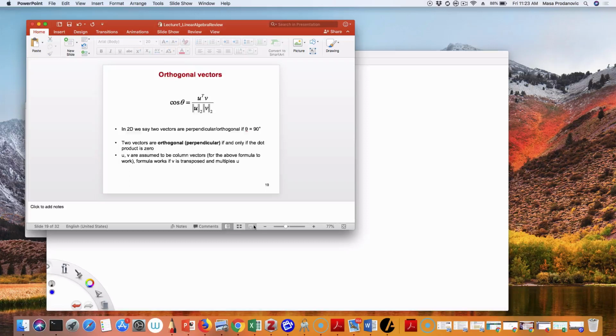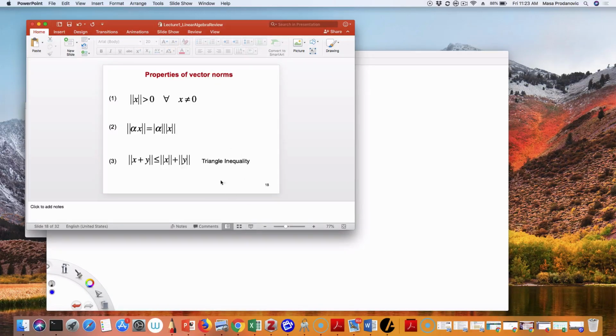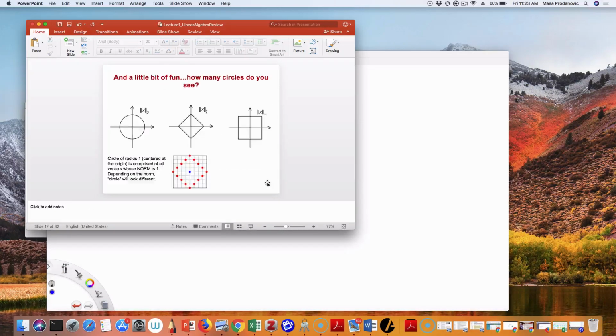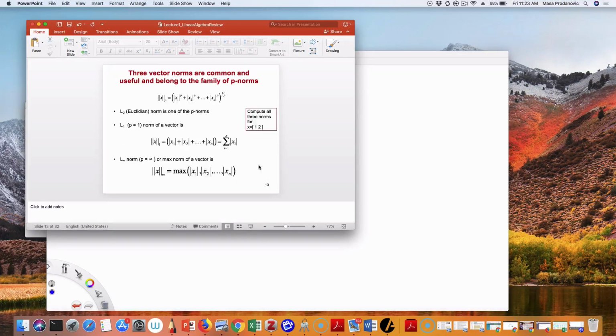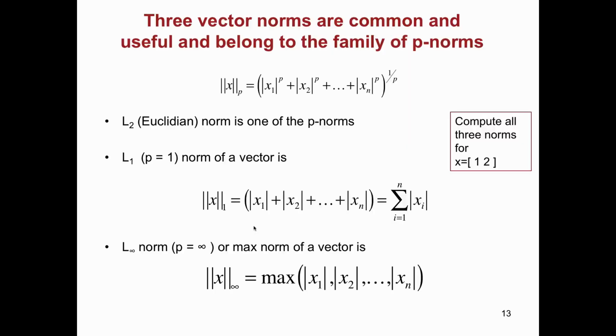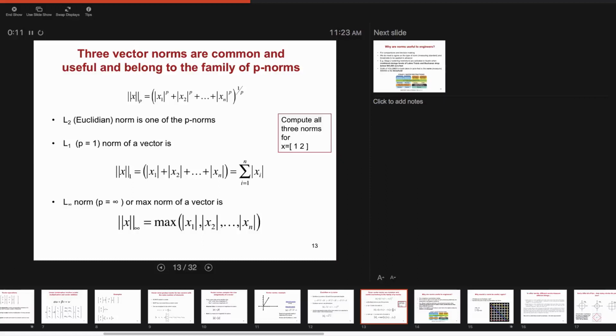Would it be helpful if I briefly review what orthogonal vectors and all that are? Okay, so let's just go over the rules. So we introduced norms in general for vectors. Okay, let me swap this place. There we go.